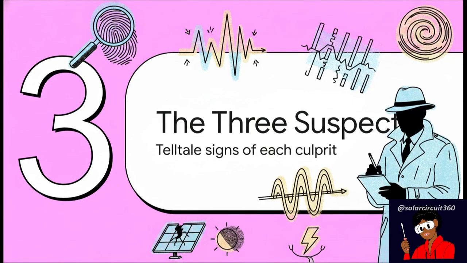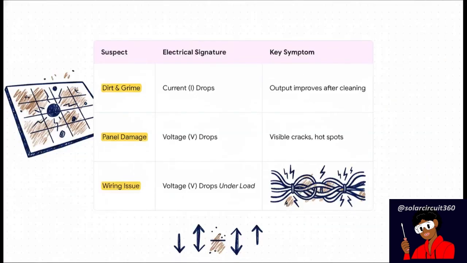So let's frame this whole thing like a detective story. We've got three main suspects that could be responsible for stealing your power. Each one has a different method, a different MO, and each one leaves behind that unique electrical signature we just talked about. Now, this slide right here is basically the key to the whole diagnostic method. This is your cheat sheet. If it's dirt, the current drops. If a panel is damaged, the voltage drops. And if it's a wiring issue, the voltage also drops. But, and this is the key part, it only happens when the system is working hard, or what we call under load. Let's break each of these down.